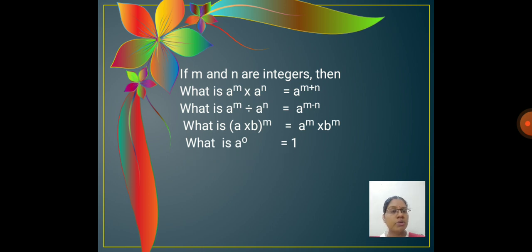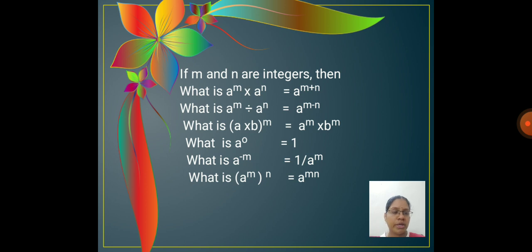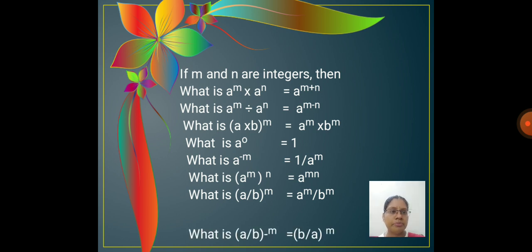What is a raised to the power 0? It is equal to 1. What is a raised to the power minus m? That is equal to 1 by a raised to the power m. What is a raised to the power m to the whole n? That is equal to a raised to the power m into n. What is a by b raised to the power m? That is equal to a raised to the power m by b raised to the power m.